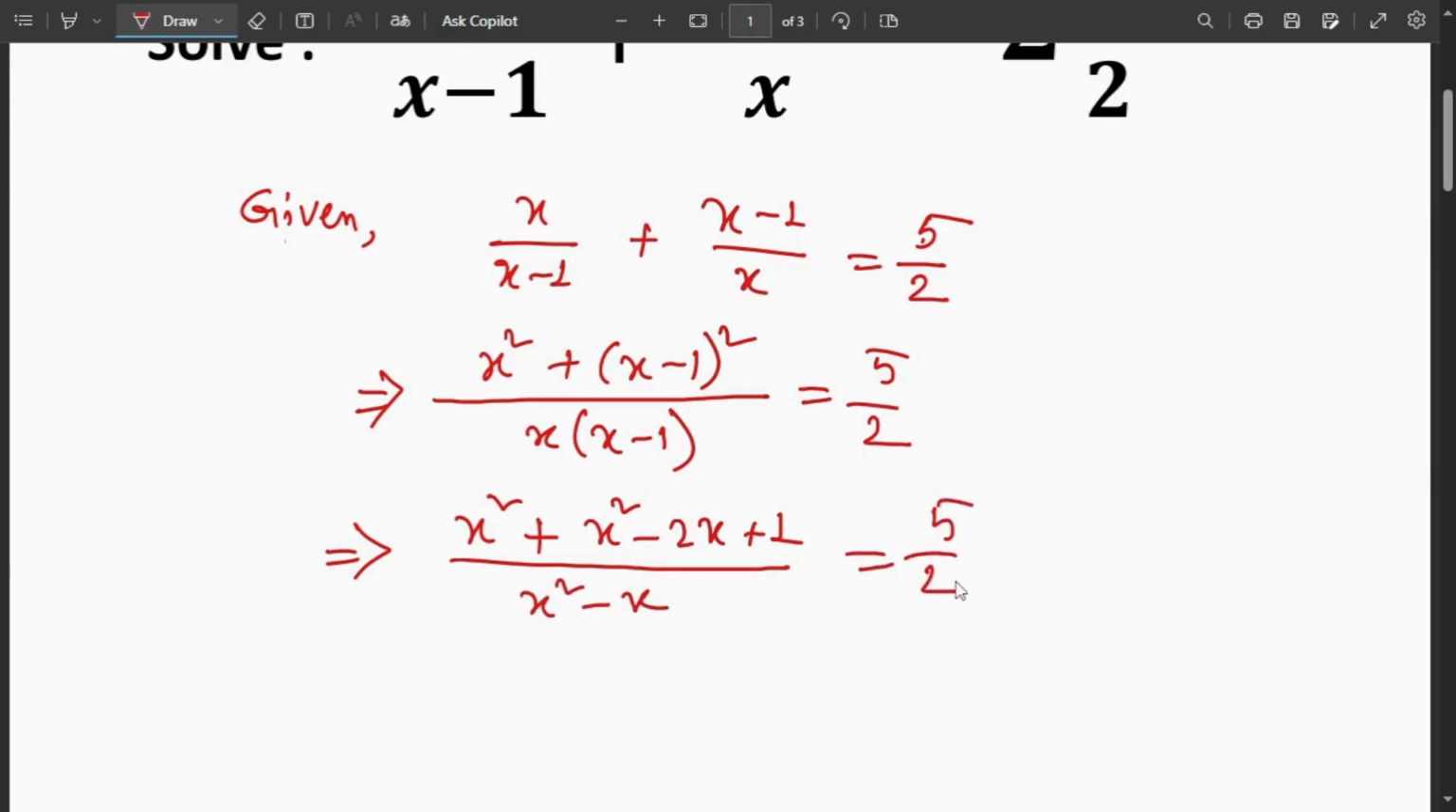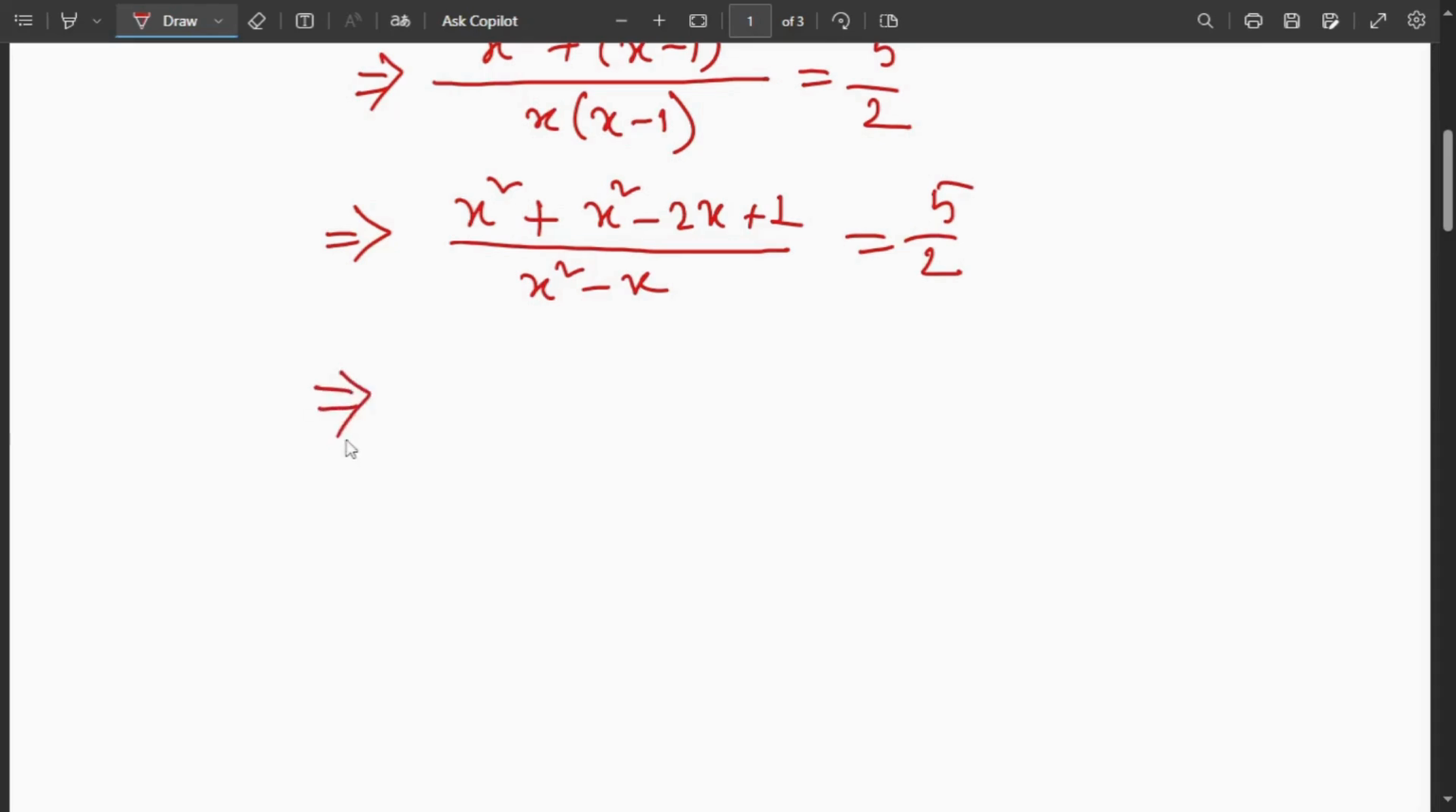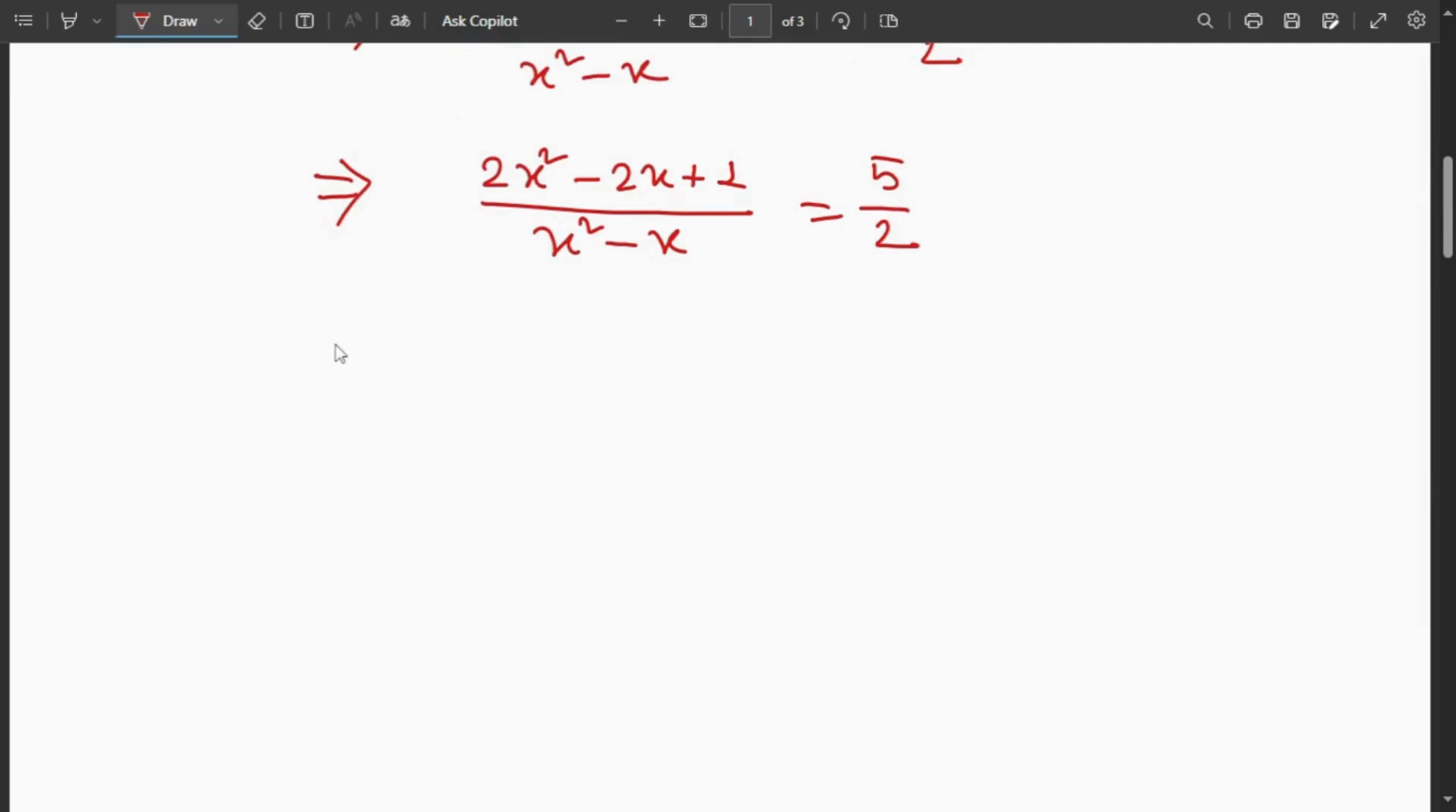Okay, so the next step is here we can see that x square plus x square is equal to 2x square. So 2x square minus 2x plus 1 divided by x square minus x is equal to 5 by 2. Okay, so next do the cross multiplication.